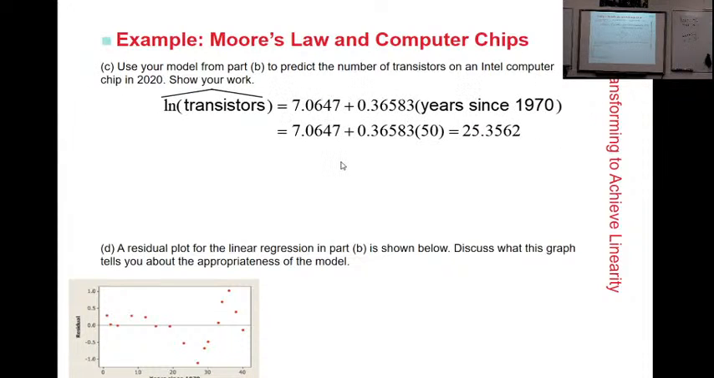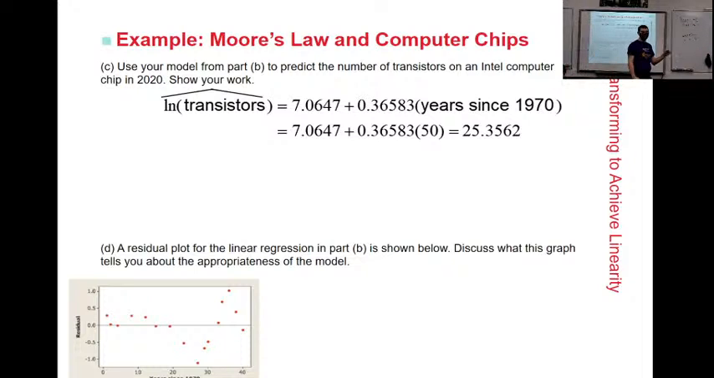So for example, this is another thing that you'll need to do. If the number of transistors in the chip in 2020, and so years since 1970, how many years is 2020 from 1970? 50. So we put 50 in for x, and we get 25 out.